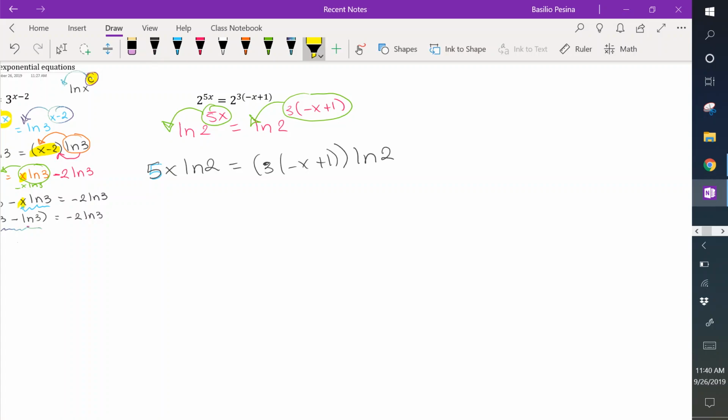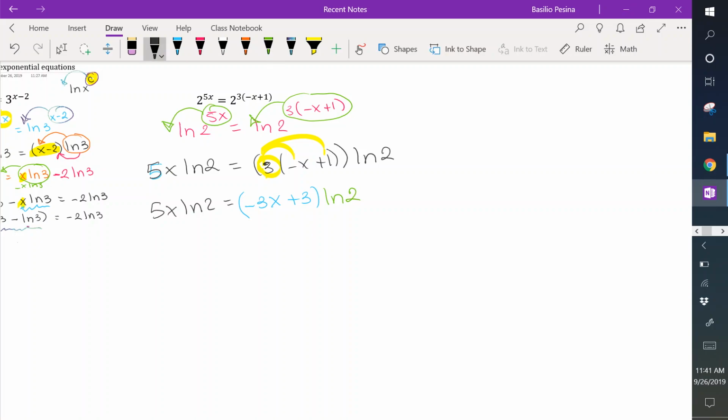There will be some combining of like terms here with this 3. What we have on the left hand side stays the same, it's already simplified, 5x ln of 2. But this 3 needs to distribute to both parts. So that gives me 3 times negative x, so negative 3x, and 3 times 1, plus 3. All of this remains in parentheses, ln of 2.